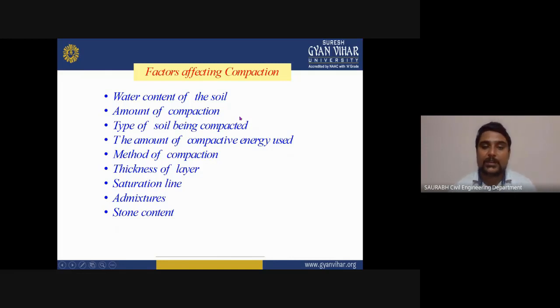If the water content in the soil is high, then your soil will not be compacted very well. Amount of compaction is also very important. If you compact your soil more, it means your soil will be fully compacted. And the type of soil is also a very important factor which affects the compaction, because if there is alluvial soil, it can be compacted very well, but if there is a sandy soil, it cannot be compacted very well, because of some properties of the soil.